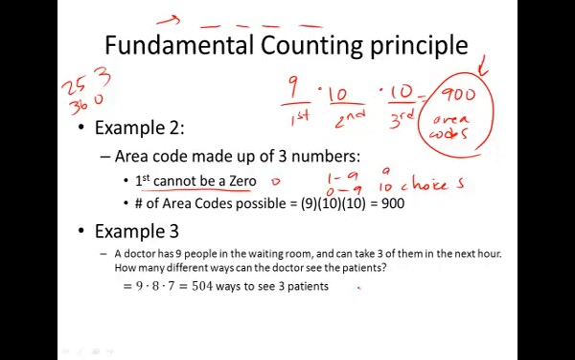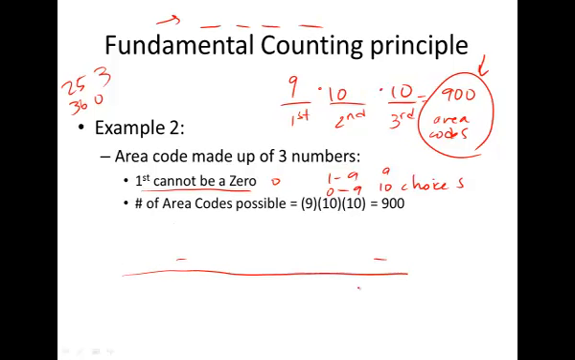A doctor has 9 people in the waiting room and can take 3 of them in the next hour. How many different ways can the doctor see the patients? 9 people in the waiting room, and we're going to take 3 patients in the next hour. So we've got 3 patients. There's 9 to start with.